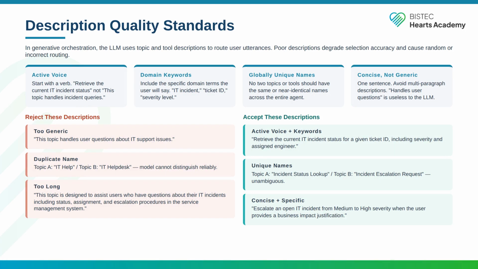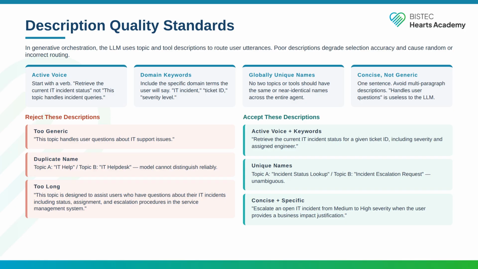Generative orchestration uses descriptions to route. That is not a simplification, it is the mechanism. The language model reads every description in every turn and scores each topic and tool against the user's utterance using semantic similarity. A vague description creates a broad, imprecise target. Multiple vague descriptions create ambiguity the model cannot reliably resolve.